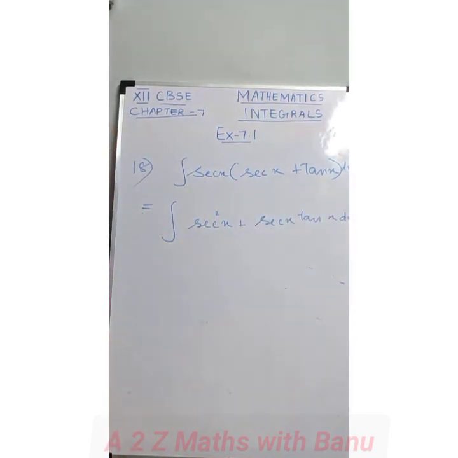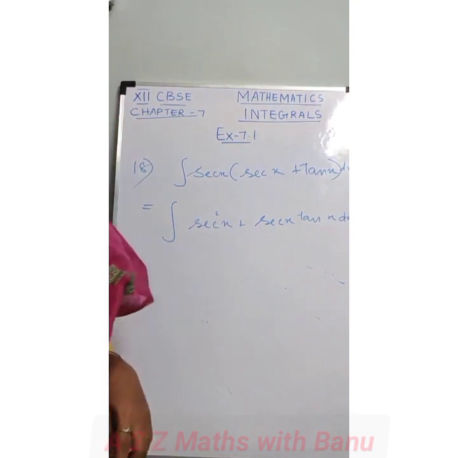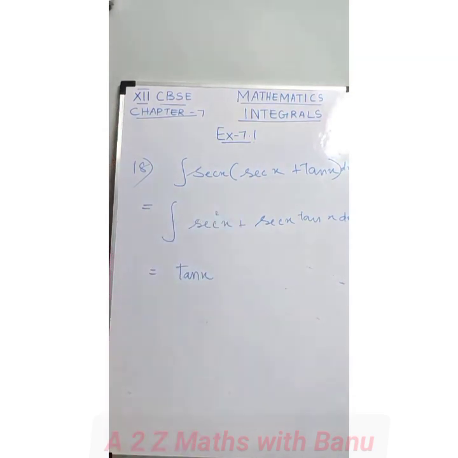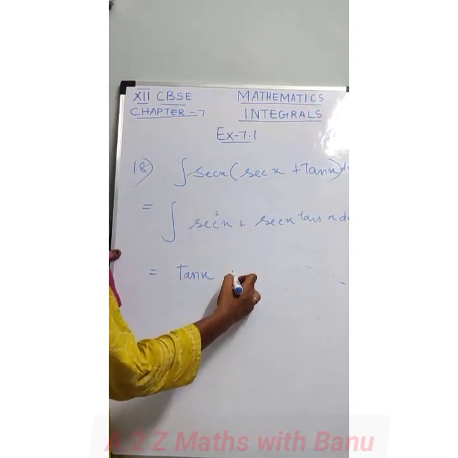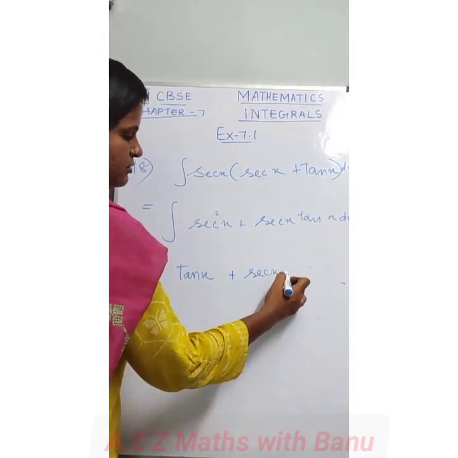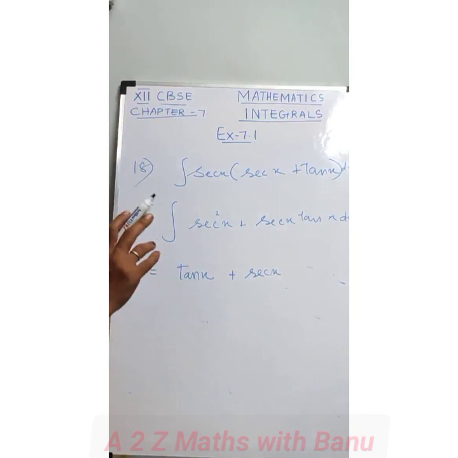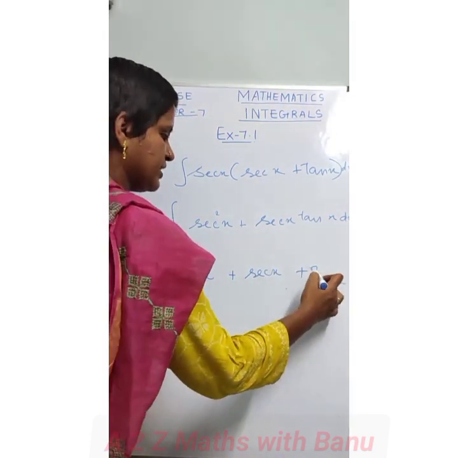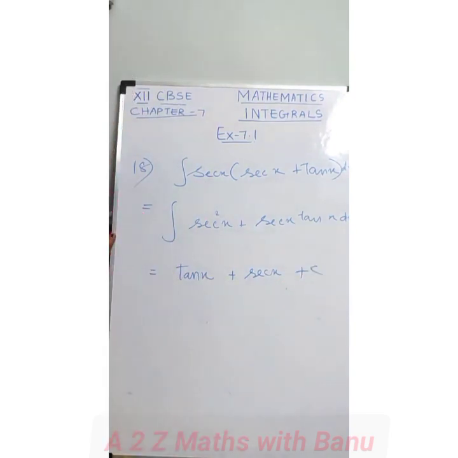And we know that differentiation of tan x is secant square. So integration of secant square is tan x. And you know the differentiation of secant x is secant x tan x. So integration of secant x tan x is secant x. So I already told you that integration is antiderivative. So then you have to add the constant.